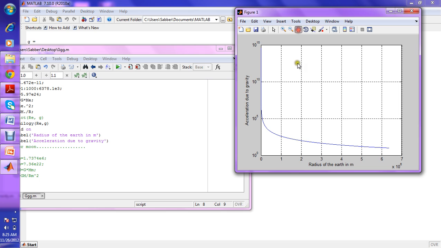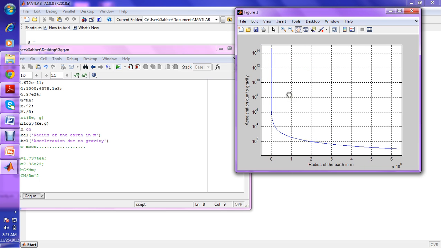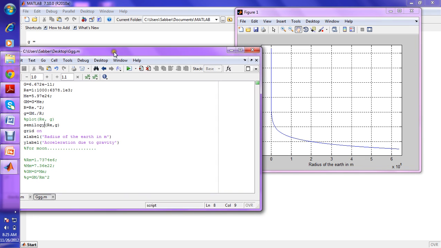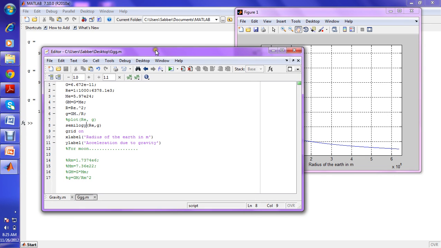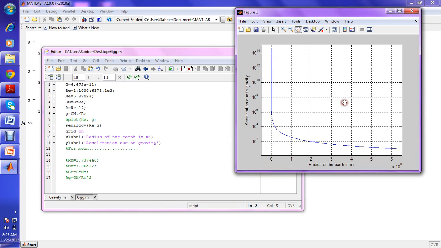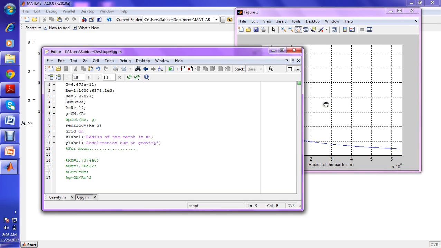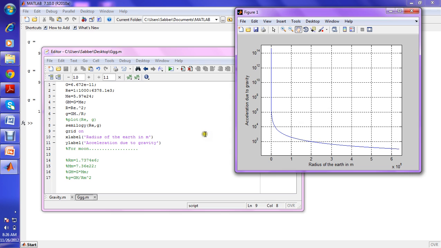So we see that there is a great turn up from 10 to the 6, there is a huge turning point right here. So it's a non-linear equation. So we see that g equal to GM over r square is not linear, it's non-linear. So from the graph it's very obvious that it's a non-linear equation. And this is the way we can analyze, we can calculate the gravity or something like that. The same way you can also calculate in case of the moon.